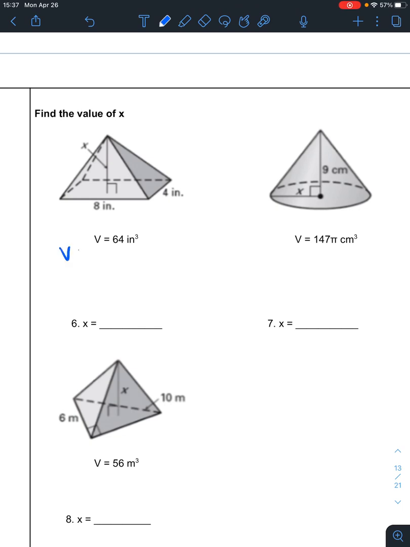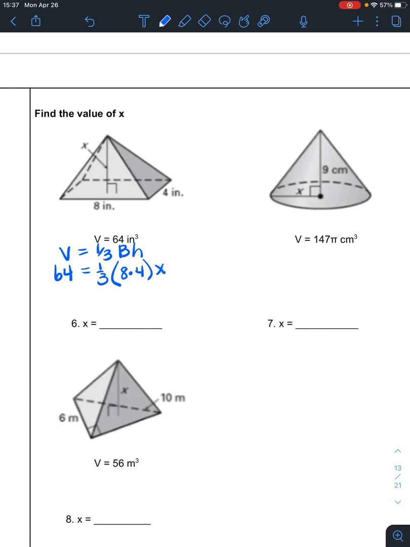It is a pyramid. So that means volume is 1/3 the area of the base times the height. So volume is 64 equals 1/3 the area of the base. The base is a rectangle, so the area of the base would be 8 times 4. And then we're looking for our height, which is x.